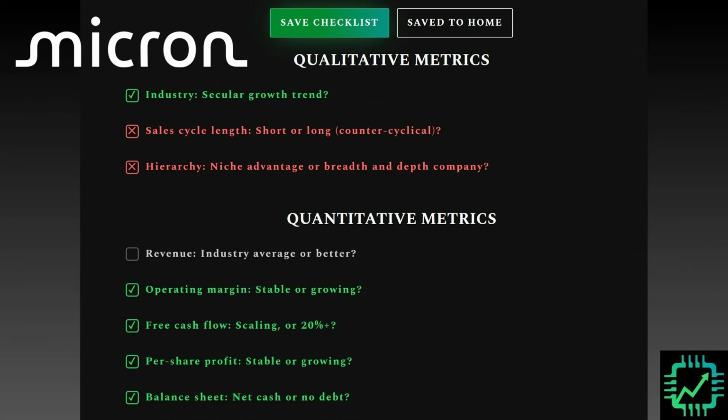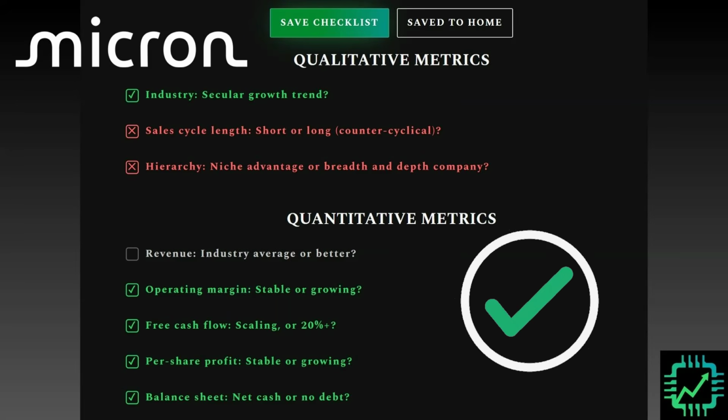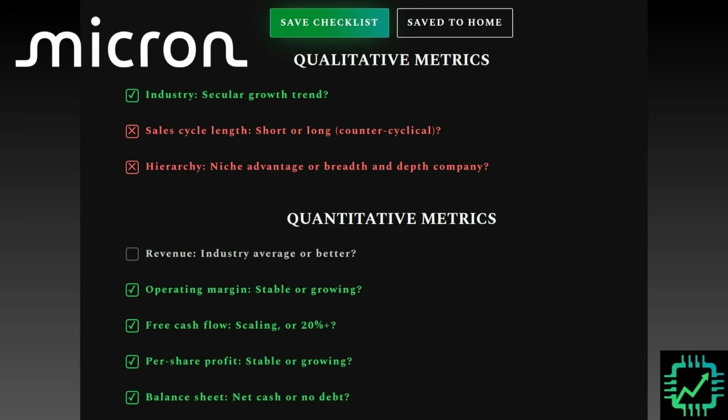Okay, so we're combining what we talked about last week with what we're talking about this week. Micron, it's definitely in a secular growth trend, but there is a relatively short sales cycle, which we gave an X. Does it have a niche advantage? No, it does not. But when we look at all of these other items, we can give it a green check mark. Yeah, which is why we have Micron position as part of our memory basket.